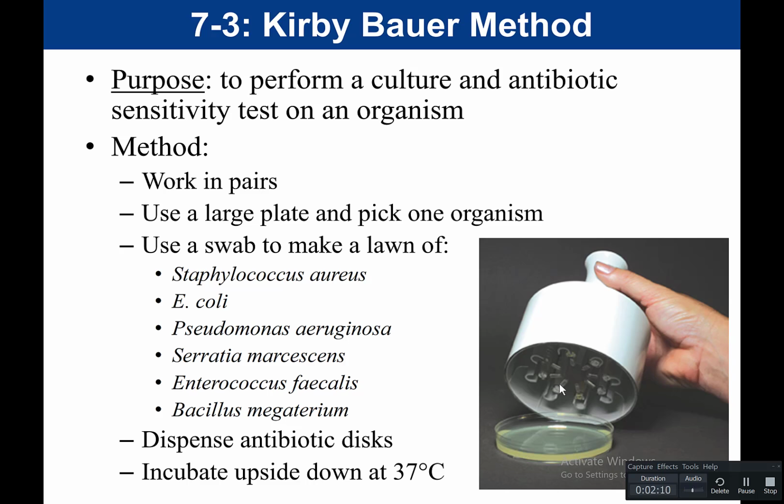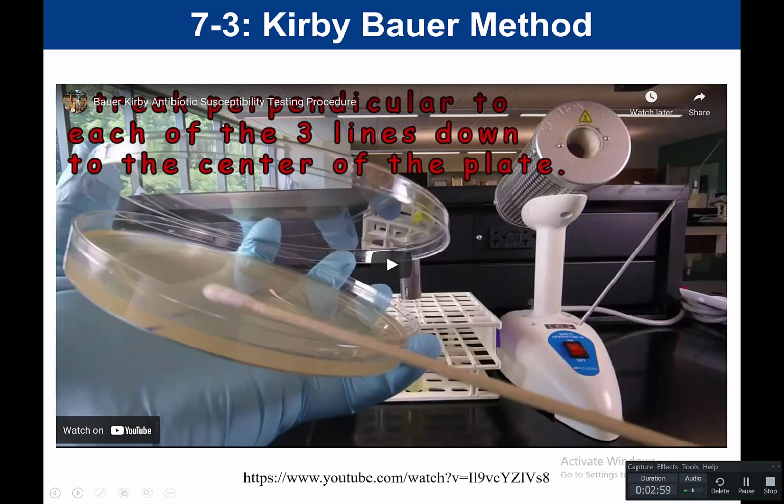And so each pair would be given one bacteria, and you would use a swab and make a lawn of that bacteria. So essentially you're going to put that bacteria all over this plate. After that is accomplished, then you would dispense the antibiotic discs onto the plate and then incubate the plate upside down at 37 degrees Celsius. And so I have a video that's going to show you this technique so that you can actually see how this is done. So here is the link for this video. And so you can watch this on your own, but I will also input this into this video.